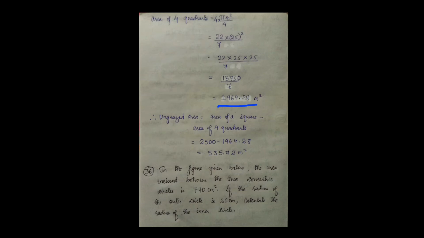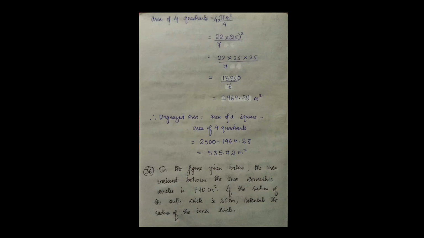So the ungrazed area is area of square minus area of 4 quadrants. You have to subtract, you'll get 535.72 meter square. This is the area of the land where the 4 cows cannot reach.